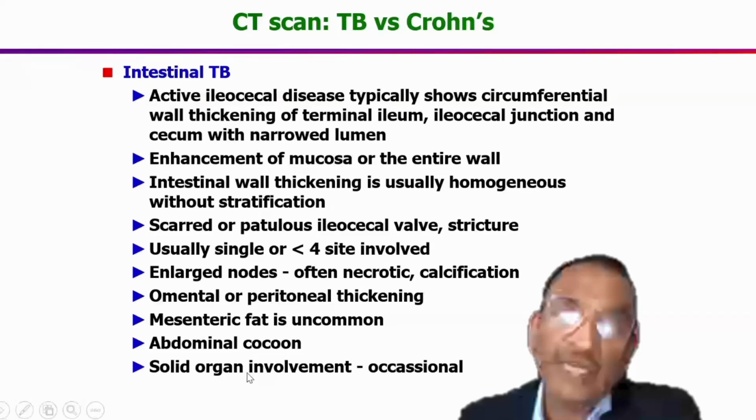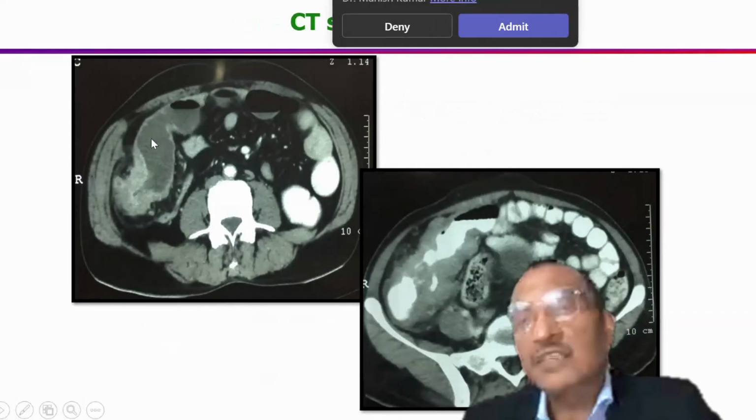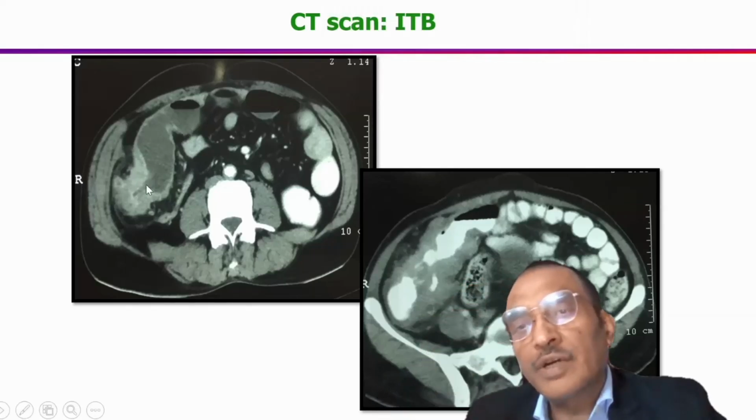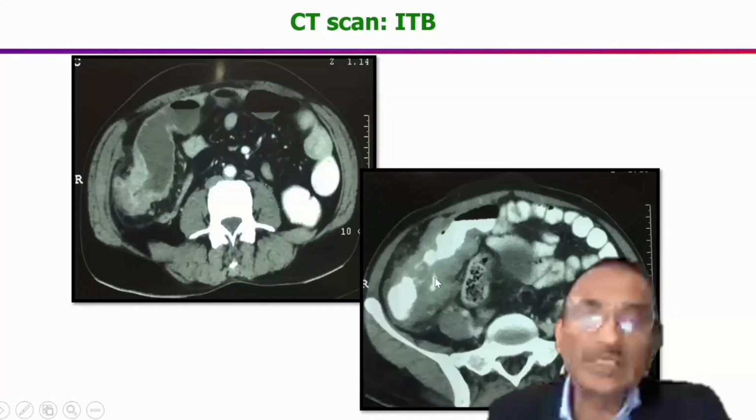So what you are seeing in this CT scan here. This is typically the transverse colon, and what you are seeing, there is lots of fat, and there is a tendency for fixation. But on that criteria, you can think that this is possibly Crohn's disease.